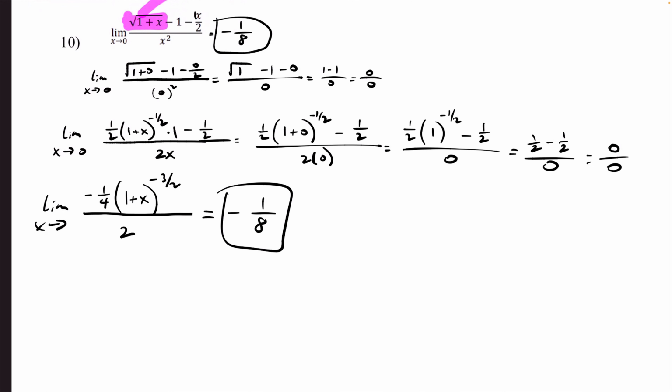-3 over 2 power means you flip it, cube it, square root. Which one first? Doesn't matter. You can cube it first and then square root it, or you can square root it and then cube it. It's up to you. Okay?